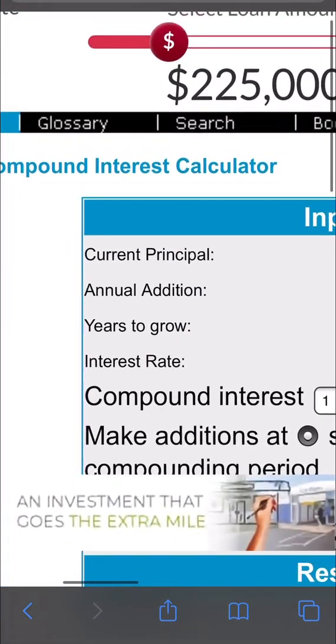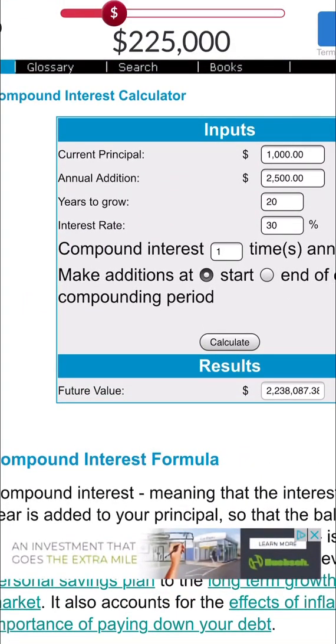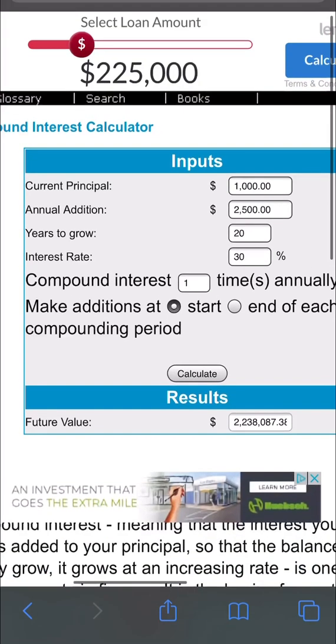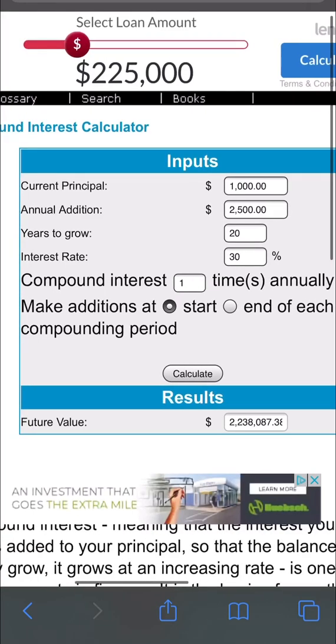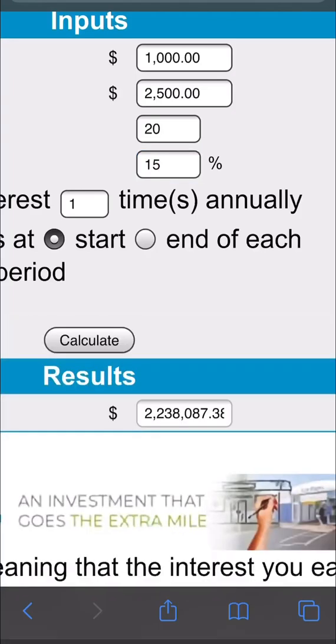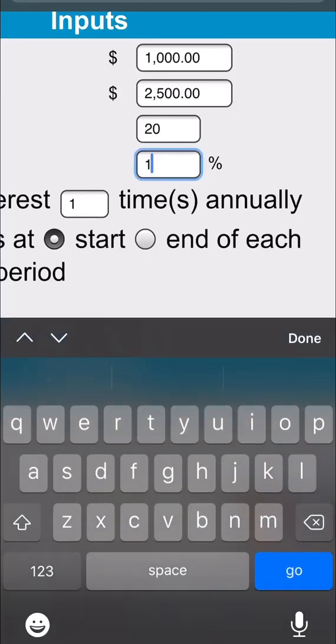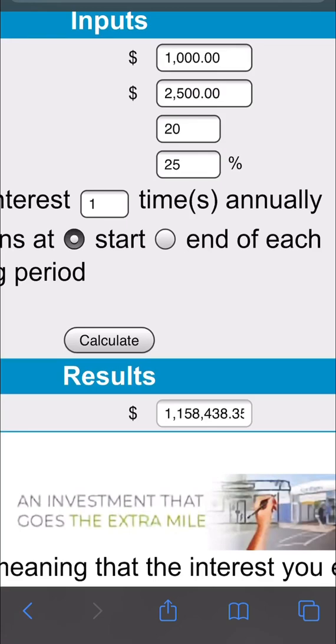And you guys can do this on your own as well. You guys should all have a compounding interest calculator. You can just go to Google, type in compounding interest calculator, and go to one of the ones you want. I use MoneyChimp just because it's very easy to use for me. But you just type in your current principal, how much money you have, your annual addition, how much you can invest per year, your years to grow, how many years, your interest rate as well. So guys, if you're only getting a 15 percent, look at the difference. Just that 10 extra percent, it's a huge difference. $1.1 million. I know I want to retire with $1.1 million when I'm 45 years old.